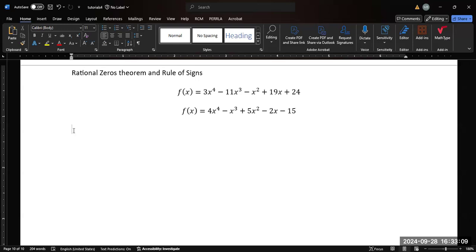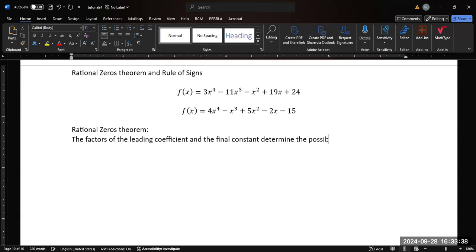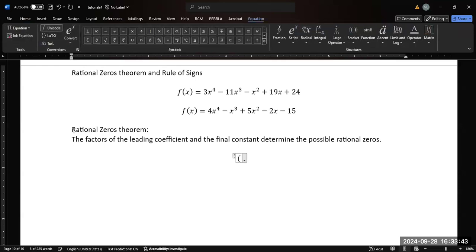All right, so we're going to start with the rational zeros theorem. And basically the rational zeros theorem says, in abstract terms, that the factors of the leading coefficient and the final constant determine the possible rational zeros. So let's consider a specific example, 3x minus 5.